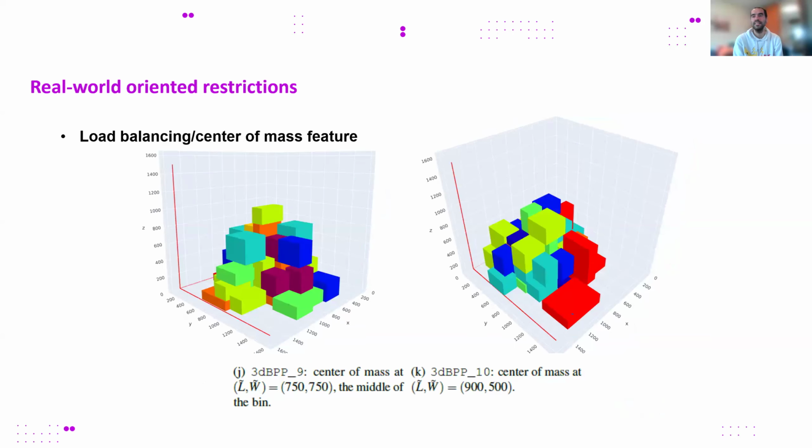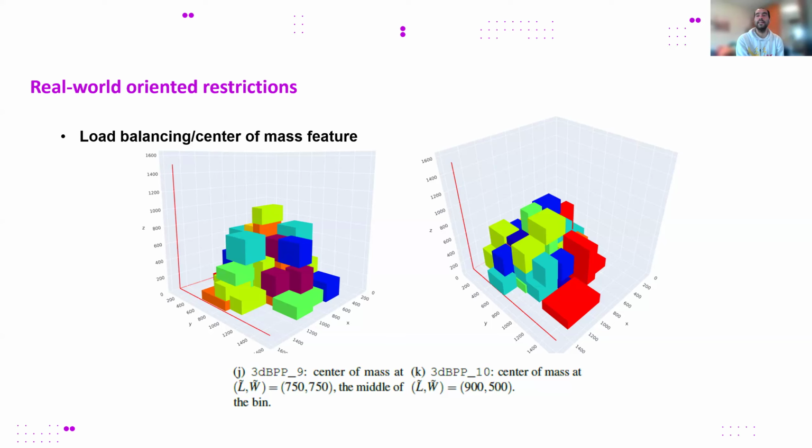We can also tell this tool, for example, load balancing, center of mass. I want all the packages to be gravitating around one center of mass, and it could be the center of the bin or one of the other points of the bin. This is also one of the restrictions that we can give to the solver.